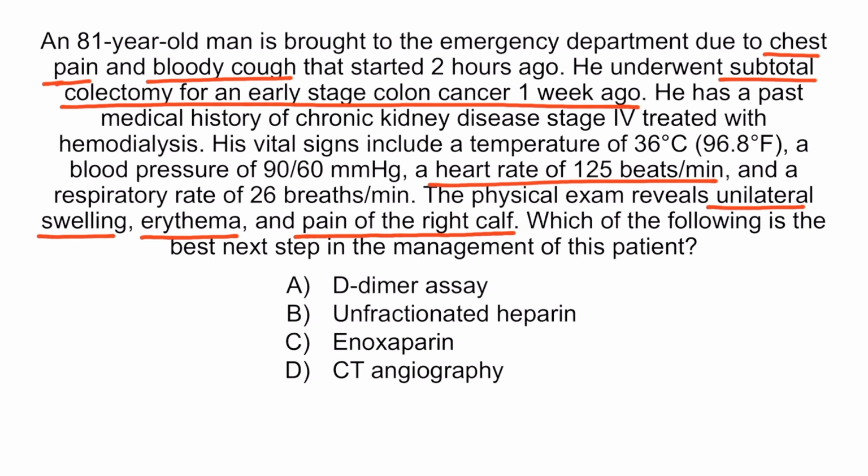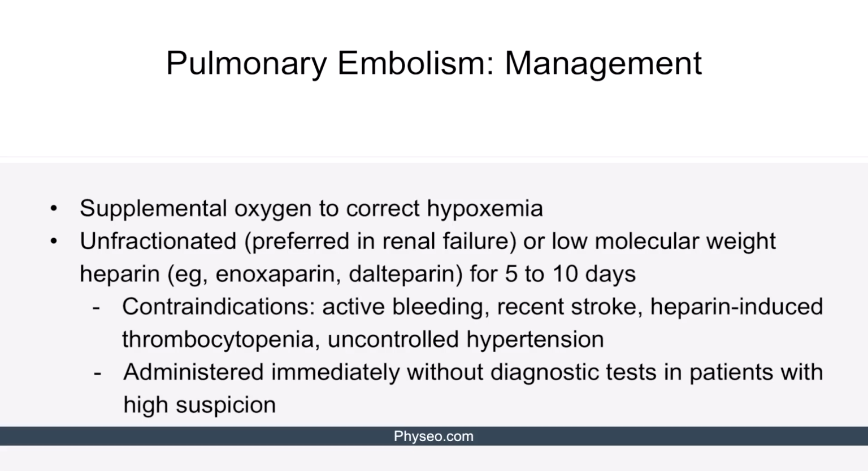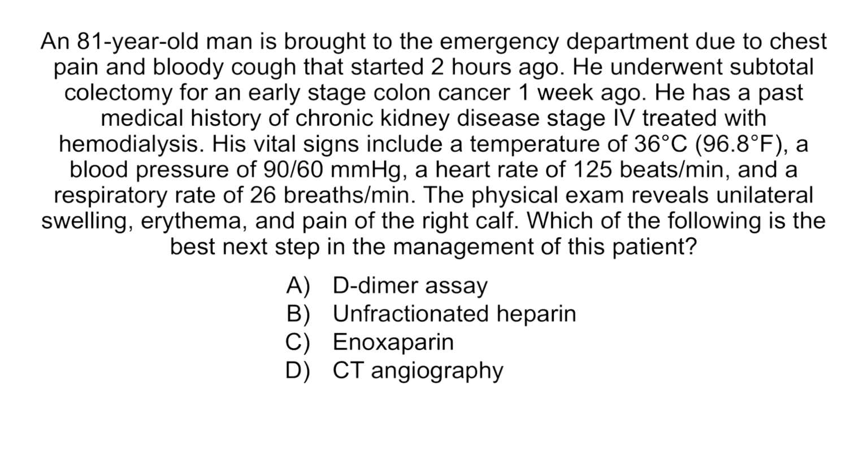Additionally, he is hemodynamically unstable with hypotension and tachycardia, so we need to give him medications as soon as we can, even without performing the diagnostic test. The best next step out of these options is to administer unfractionated heparin to this patient. Therefore, the correct answer is option B. This is a slide reminding us of the management of the patient with pulmonary embolism. Let's explain why other options are incorrect.